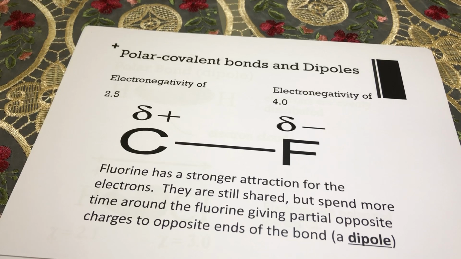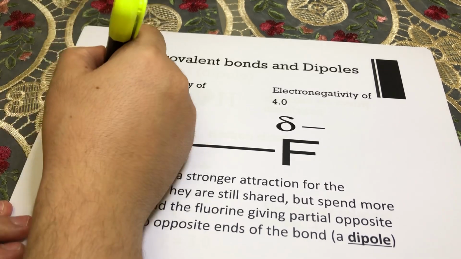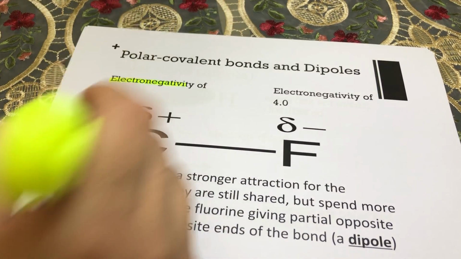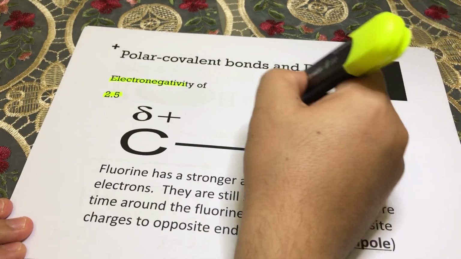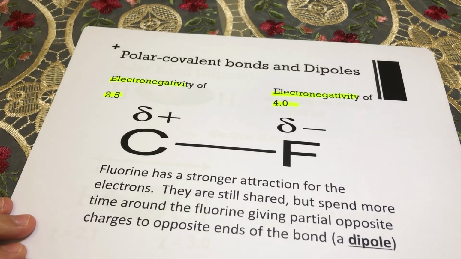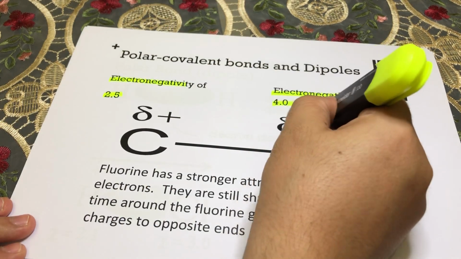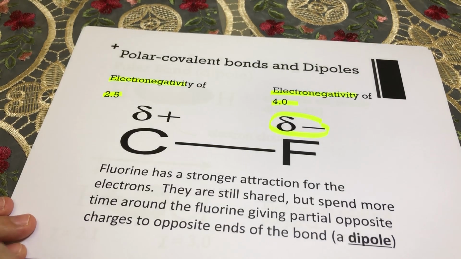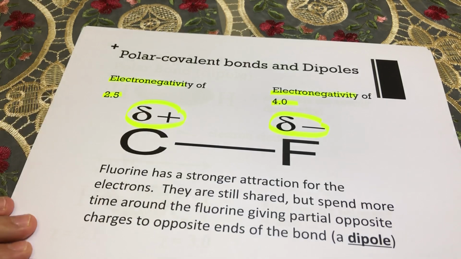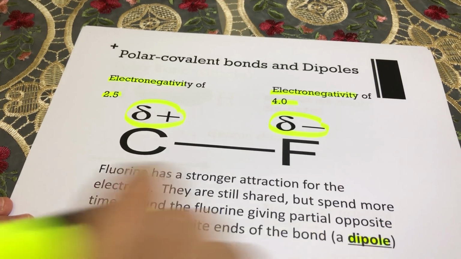For example, we have carbon and fluorine. The electronegativity of carbon is 2.5. The electronegativity of fluorine is 4. And we see that because fluorine is more electronegative than carbon, it will take the partial negative, and the carbon, because it's less, takes a partial positive, and we call it a dipole.